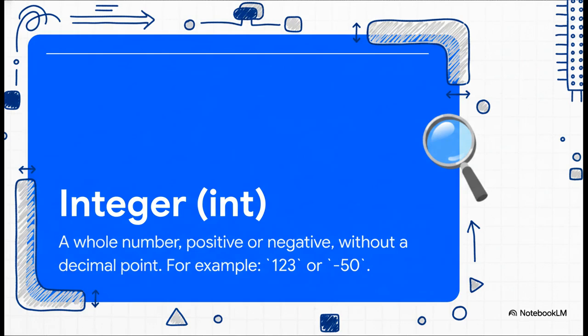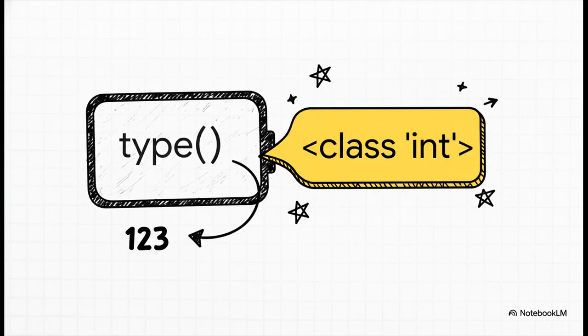First up, we've got the integer, or int for short. This is your classic whole number. No fractions, no decimals. Just simple, clean numbers like 1, 2, 3, or maybe -50, or even 0. So if we ask Python, hey, what type is the number 123? It comes right back and tells us that it belongs to the class int. It's an integer. Simple as that.